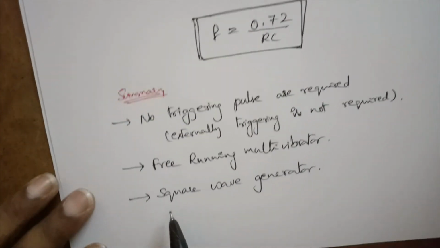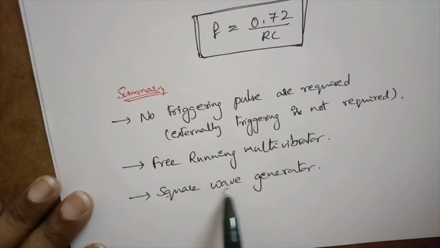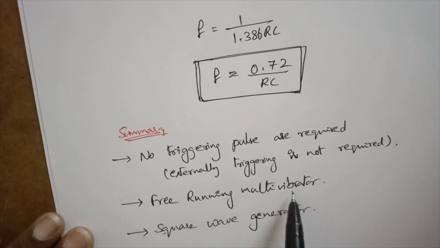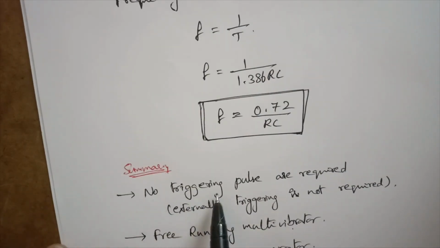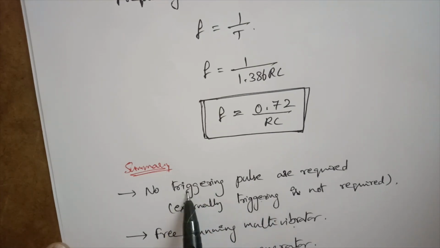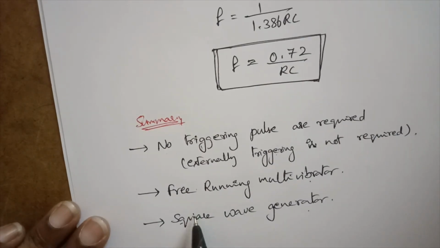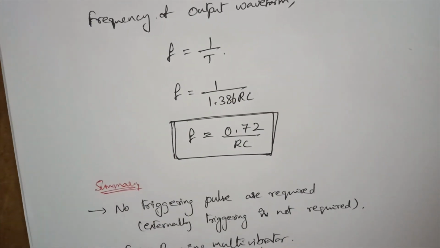Okay, so this is about the astable multivibrator. One of its applications is as a square wave generator, and it is also known as a free running multivibrator. The advantage of this one is that it doesn't require any external triggering pulse. So this is the advantage, this is the other name, and this is the application. So this is about the astable multivibrator.